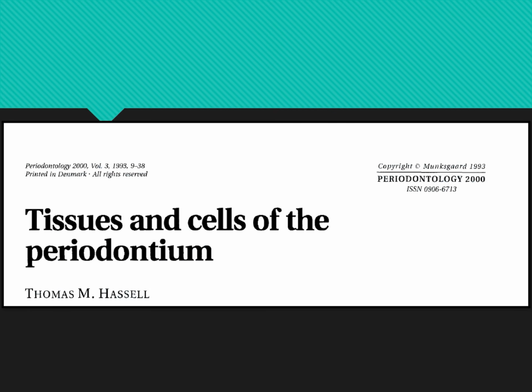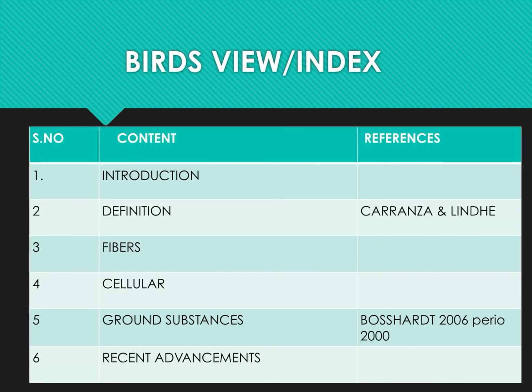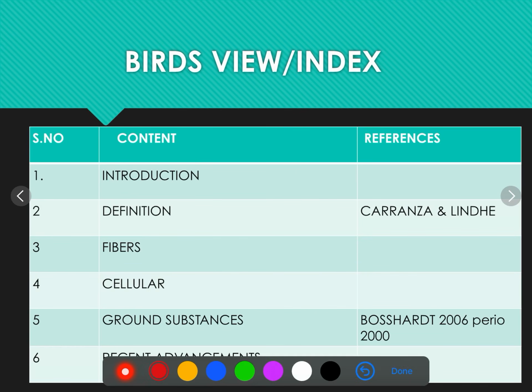Here, if you can see the index, you have a serial number column, a content column and a reference column. The content today would be the periodontal ligament structure. My contents include the introduction, definition, fibers, cellular content, ground substance and a column called recent advancements. Even in perio basics there are very good recent advancements in the periodontal ligament, cementum, alveolar bone and a lot of other molecular biology.